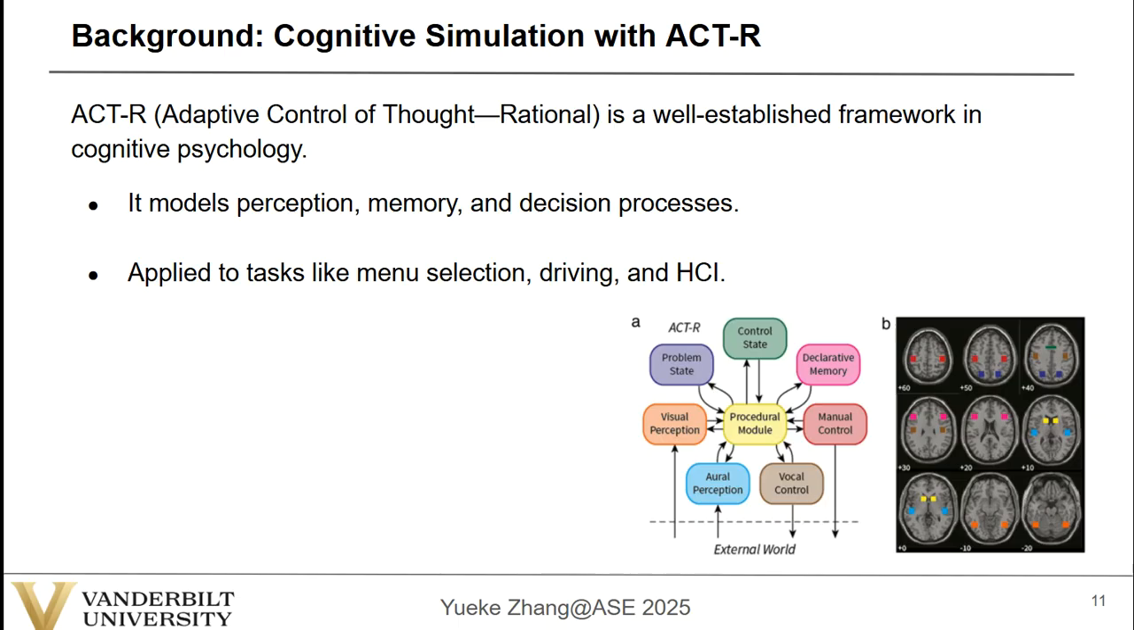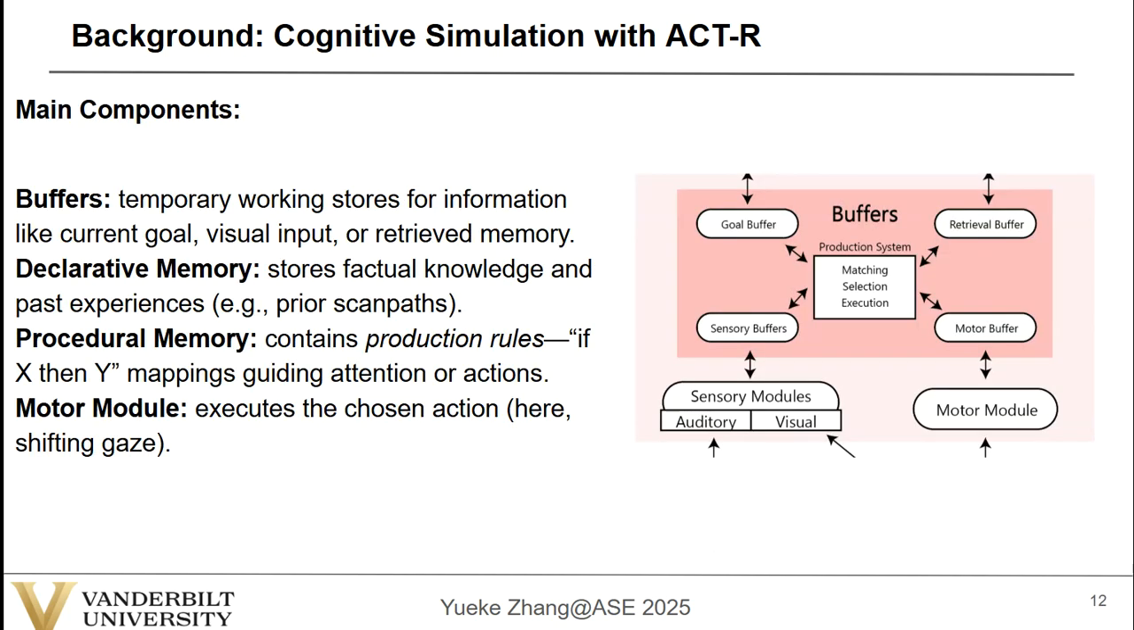ACT-R stands for Adaptive Control of Thought-Rational. It models how we see, remember, and decide. It is a long-standing framework in cognitive psychology, and it has modeled tasks like menu selection and driving. Here are the core parts we use. Firstly, the buffer holds the current goal, what you see or what you just recalled. The declarative memory stores facts and past experiences. Procedural memory holds the if-then rules, which are the production rules. And the motor module executes actions like moving the eyes.